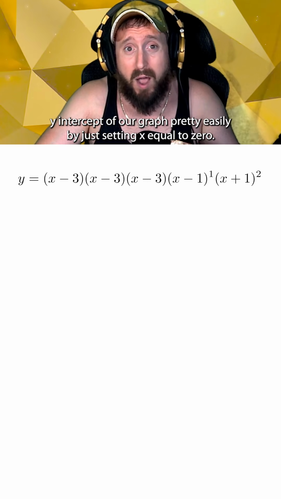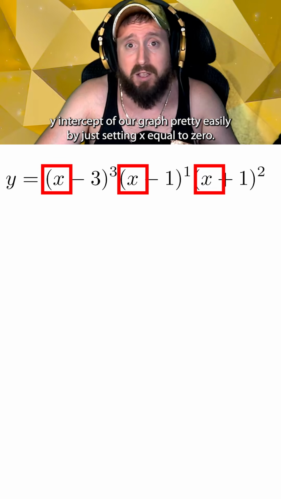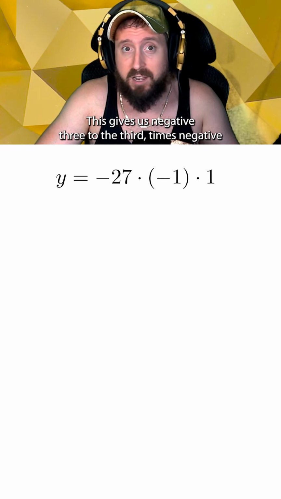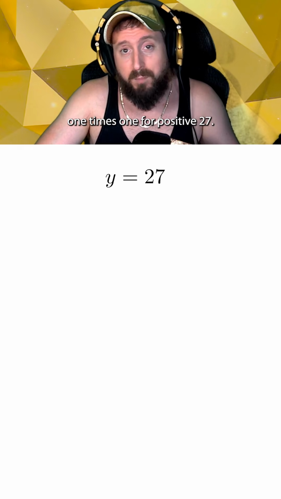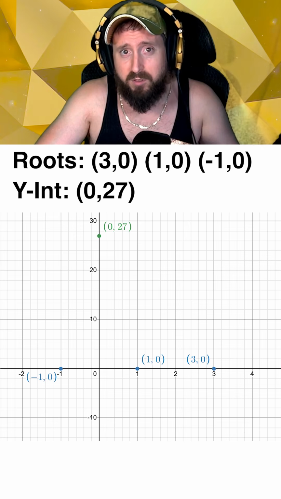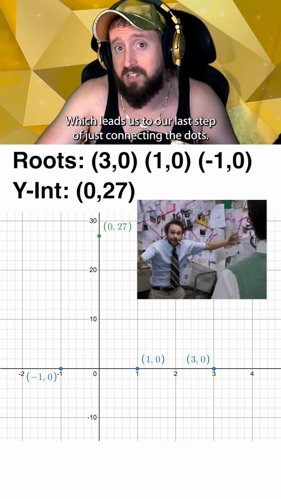We can also figure out the y-intercept of our graph pretty easily by just setting x equal to 0. This gives us negative 3 to the third times negative 1 times 1 for positive 27. With all these points, we can now graph our x and y intercepts, which leads us to our last step of just connecting the dots.